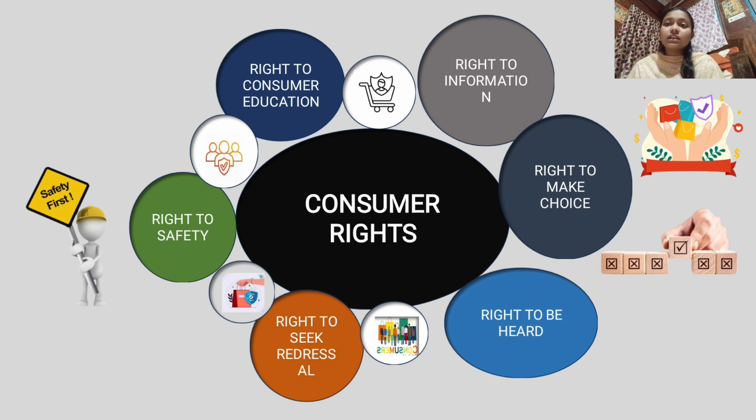Next is right to make choice. A person as a consumer has the right to choose the product or services of his or her liking. If a person has gone to buy some biscuits, the consumer has the right to choose between the products that she likes. The supplier or the shopkeeper can't force a consumer to buy certain products. That all depends on the consumer's liking, on what product she wants to buy.